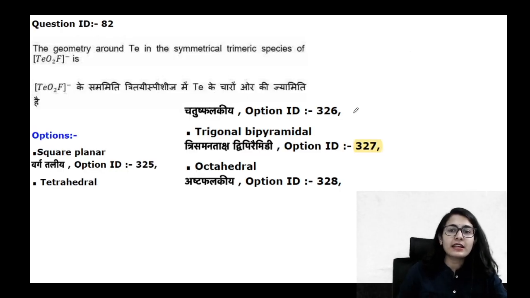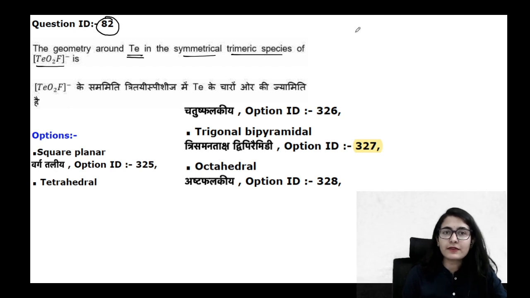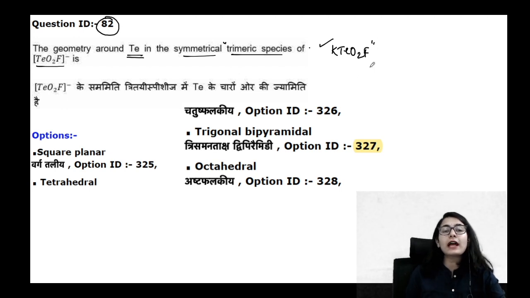So let's start, guys. Now the first question, guys, question ID 82. The geometry around tellurium in the symmetric trimeric species of TeO2F minus is. Now when you once again visit scholar.google.com and you directly put in the formula of this species, you are going to get another research paper on this, and it exactly mentions the trimeric species of KTeO2F.